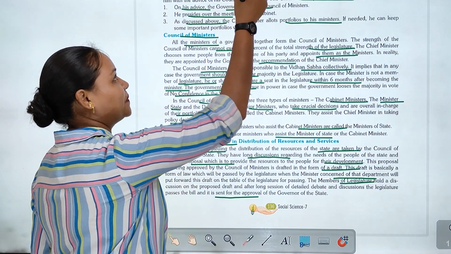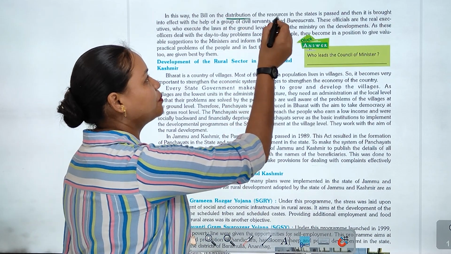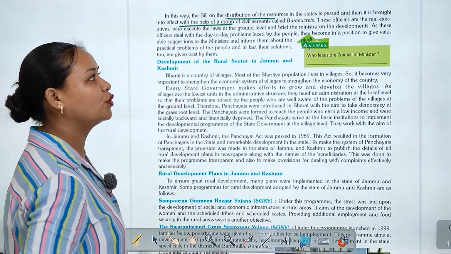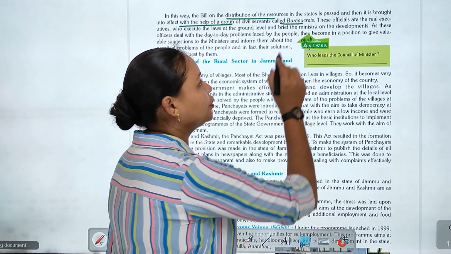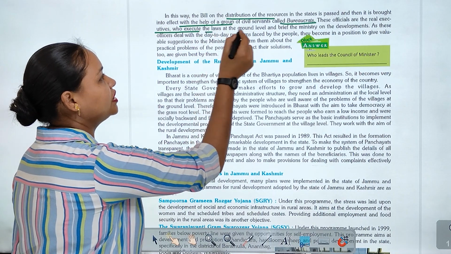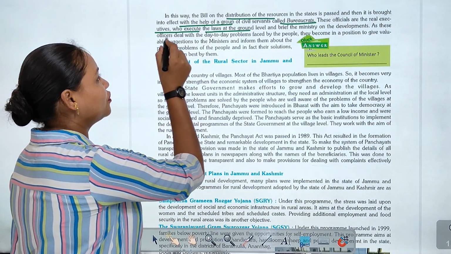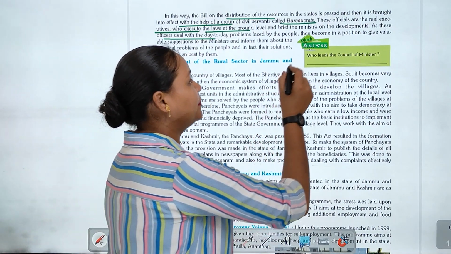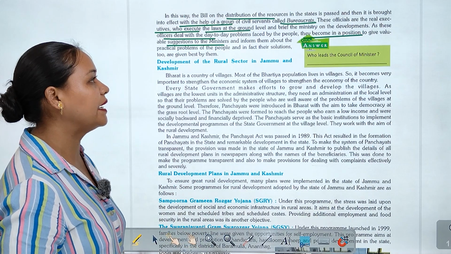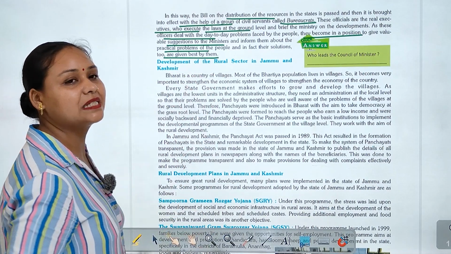Okay, चलिए. Next है, in this way, the bill on the distribution of the resources in the state is passed and then is brought into effect with the help of a group of civil servants called bureaucrats. These officials are real executives who execute the laws at the ground level and brief the Minister of Development. As these officers deal with the day-to-day problems faced by the people, they are in a position to give valuable suggestions to the ministers and inform them about the practical problems of the people. In fact, solutions are best given by them.